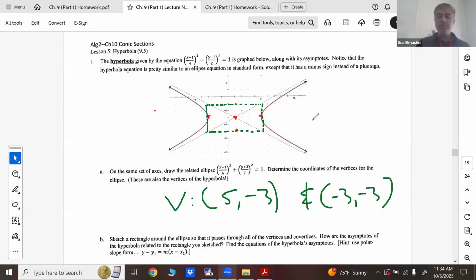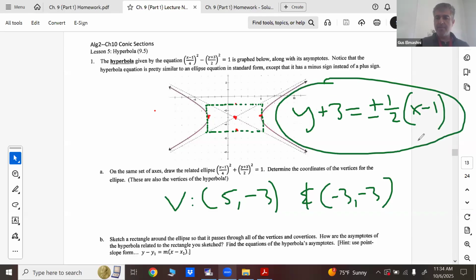So here's what I'd say. I'd say y plus 3 equals plus or minus 1/2 times x minus 1. Done. That's part B. I got it in like 5 seconds.